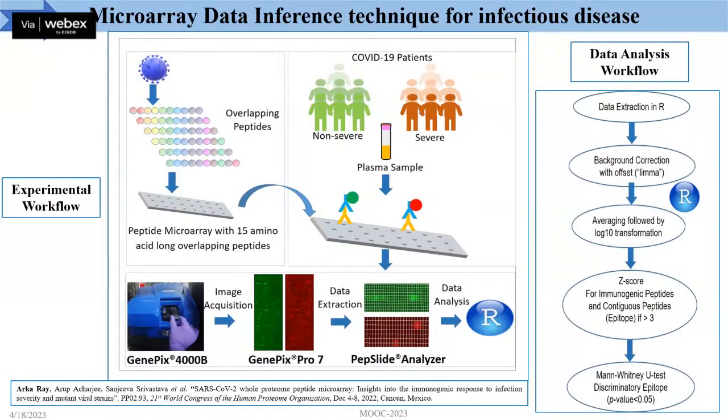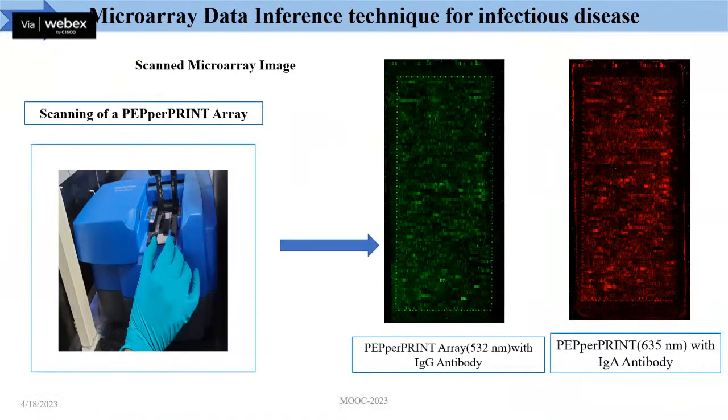I think, sir, my screen is visible. I already gave you the details regarding the scanning of the paper print array, which you have just seen. For this work, we recently published one paper based on SARS-CoV-2, the COVID-19 samples. Our interest was to find the immunogenic epitopes for both IgG and IgA. For that, the scanning was done at both 532 and 635, to get the exact signal.